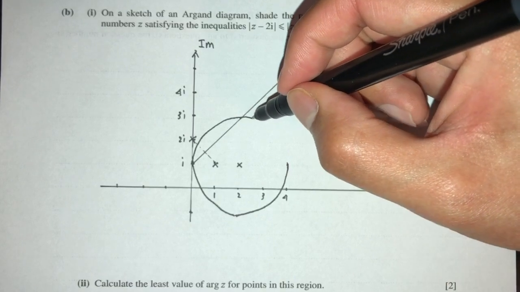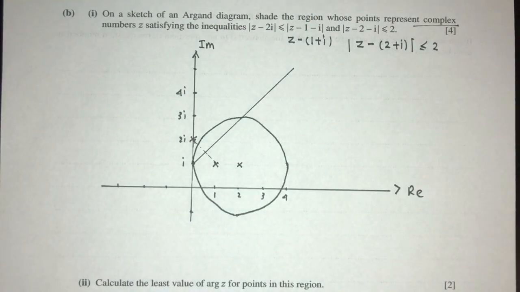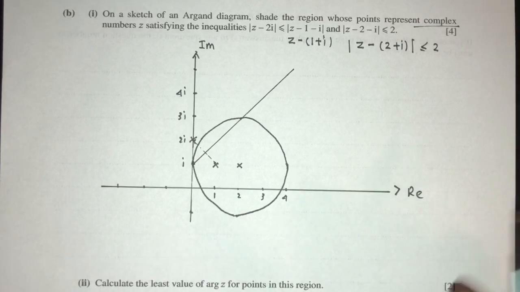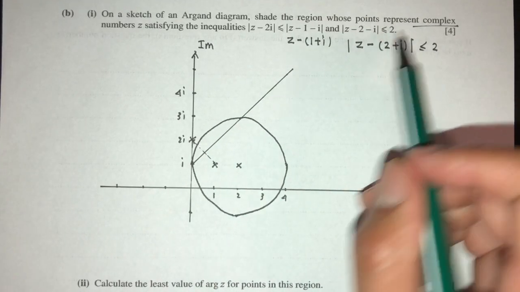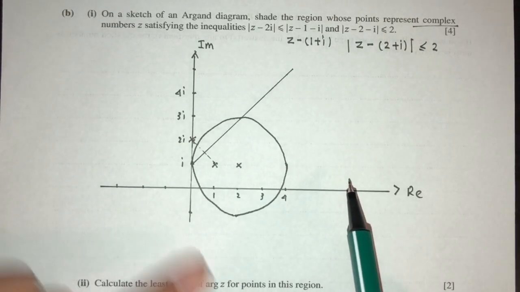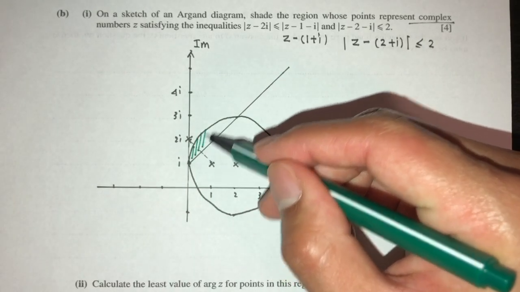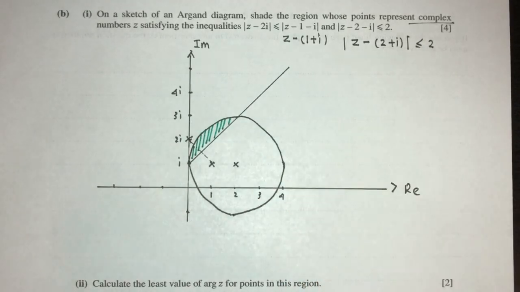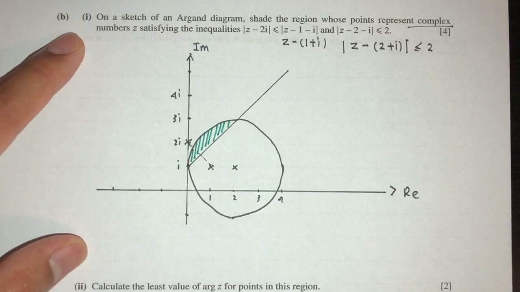Okay, so you have this. Now we have to shade our defined region. As you can see, it has to be inside this circle according to this one, and this one says it has to be closer to this point, so above. So it will be this region as your shaded region. That will be for part B, part 1.